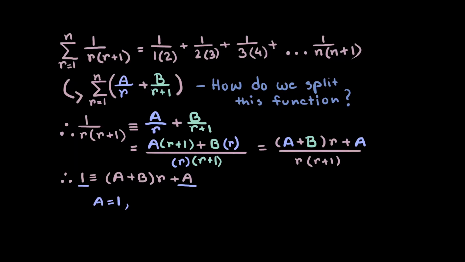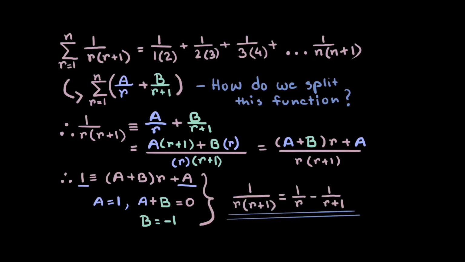Taking a look at a plus b, there is no r present on the left hand side. So a plus b must be equal to 0 to make the r vanish. So we have a plus b is equal to 0 and that means b is equal to minus 1. What this means is now we can write the original fraction in terms of partial fractions. By putting in the values of a and b, we have 1 by r minus 1 by r plus 1.